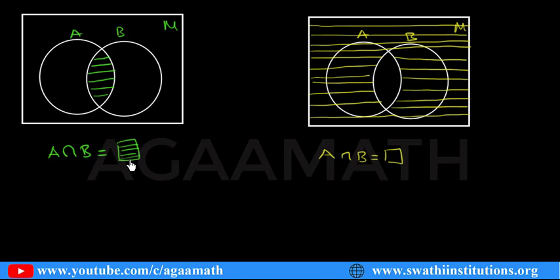Now let us see what A minus B and B minus A are, and what A complement and B complement are. How do we represent all those? Let us see now.